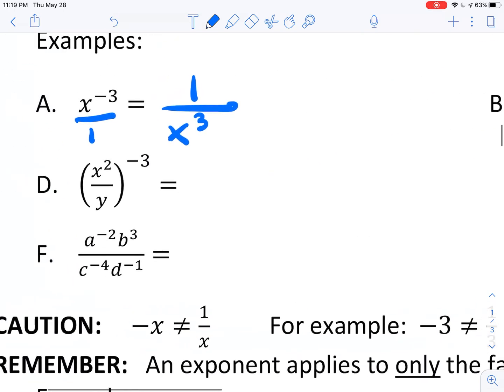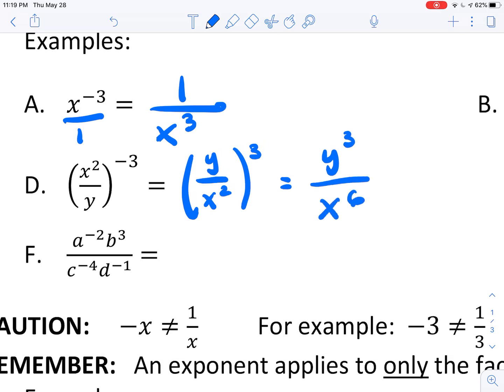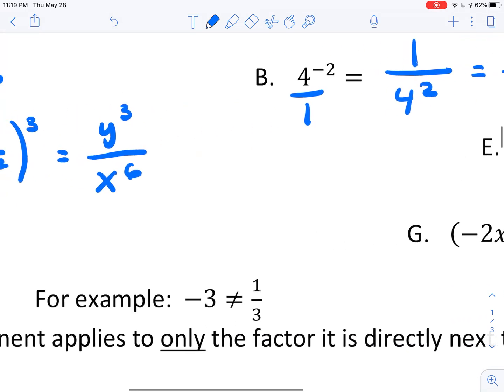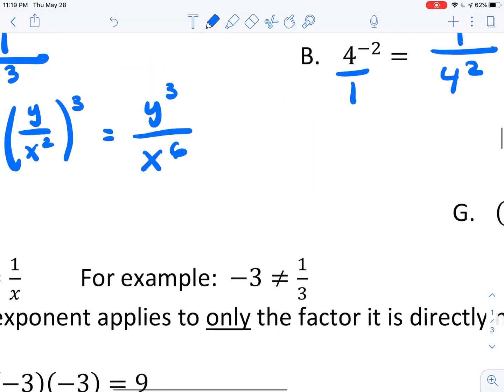All right, let's continue. X squared over y raised to the negative 3rd power. Well, if we want to eliminate the negative when we have a fraction, we can simply flip that fraction inside and make the exponent positive. And then I can distribute in a regular way. Y cubed over x to the 6th. So again, if we have a fraction, we can do that.